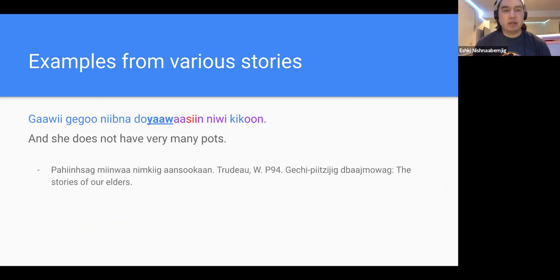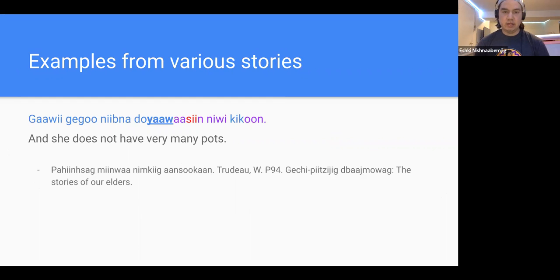So from the same story, Gawigego nibana dayawa sin niwe kikun. And she does not have very many pots. So here's one where the pots are animate things. So you're telling the story, she doesn't have any pots, or she doesn't have very many. Gawigego nibana diyawa sin, using the animate to have something, and then the negative, diyawa sin.